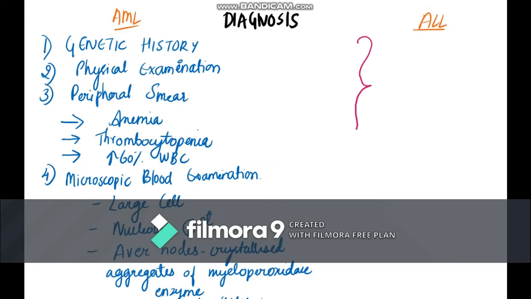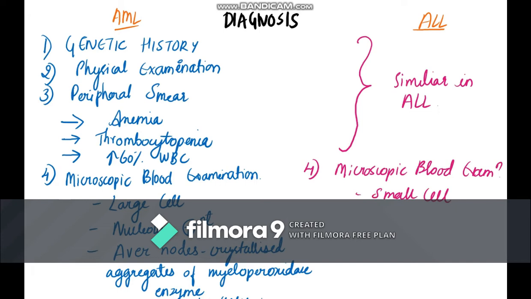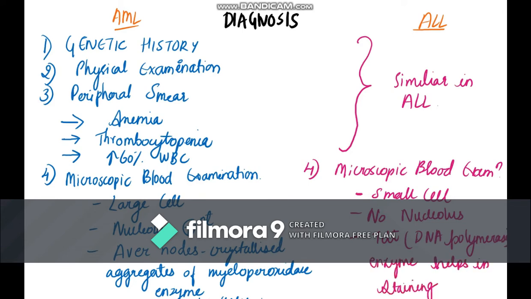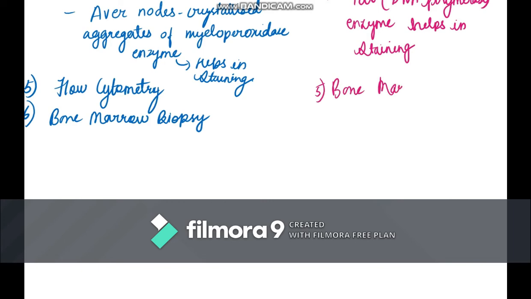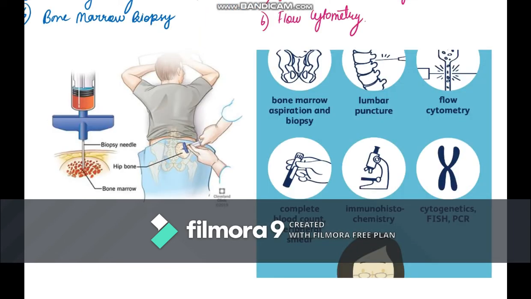ALL: peripheral smear is similar in ALL also. Lymphocytes are also increased, and in microscopic blood examination, lymphoblasts are small cells with no nucleus, and here the DNA polymerase TdT enzyme helps in staining. Bone marrow biopsy is done here also, and flow cytometry is the same. Here we can see images explaining bone marrow biopsy, as well as a brief description of the diagnosis. So now let's see, how do we treat leukemia?